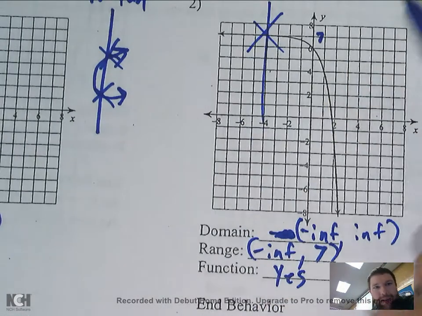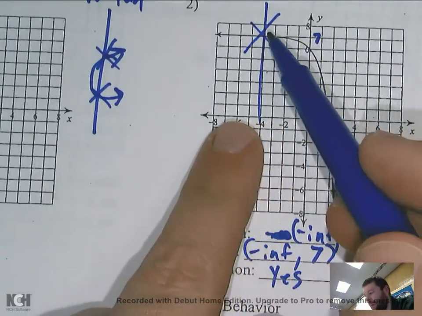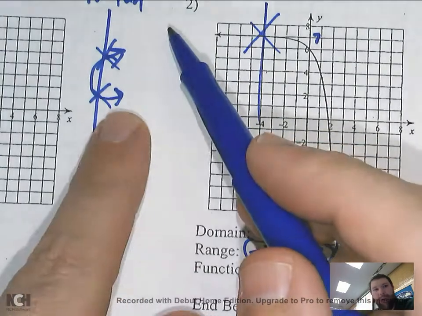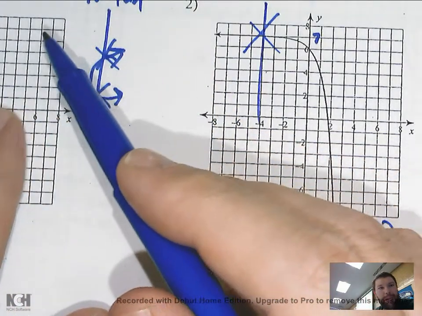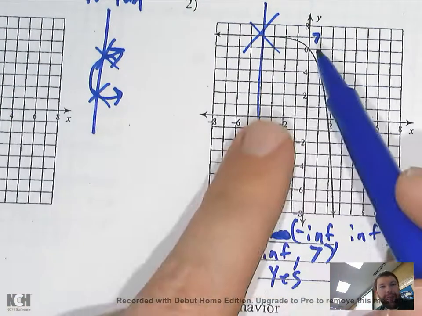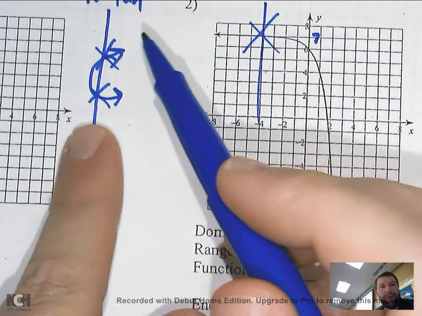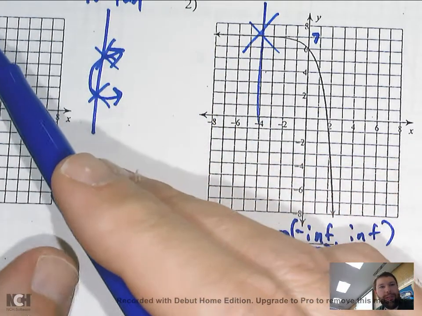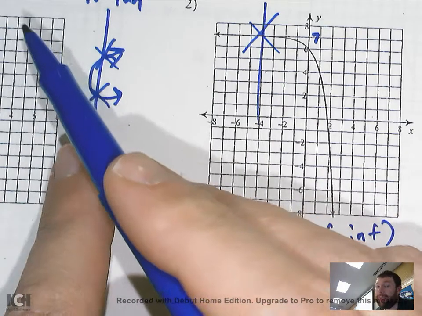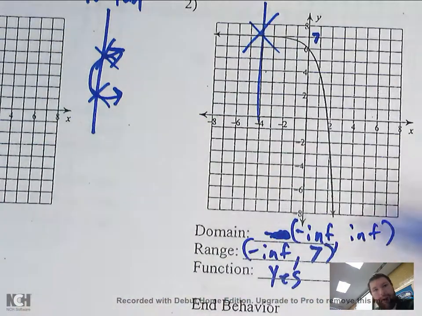As x goes to negative infinity, what y value is it going to approach? Well, we basically have a flat line here, right? As we go to negative infinity, the y value is going to get closer and closer to 7, but it's never actually going to get to 7 or go above 7.